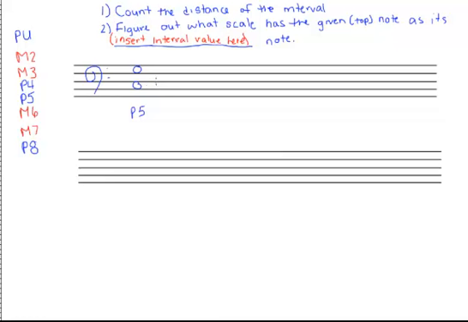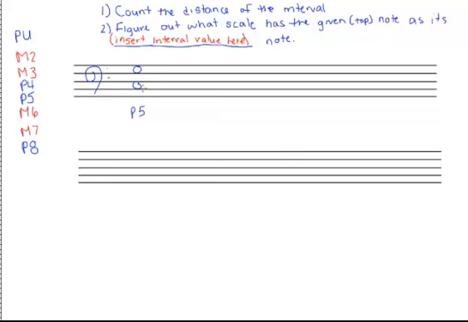Okay, so now what we have to do is figure out what scale has the top or given note as its, insert the value of the interval here, note. So the value of the interval is 5, so what scale has the given or top note as the 5th note of its scale? Alright, we cannot change this top note, and we're not sure what the key is going to be yet because we haven't been given the bottom note. So let's see, it's a little bit of trial and error here.